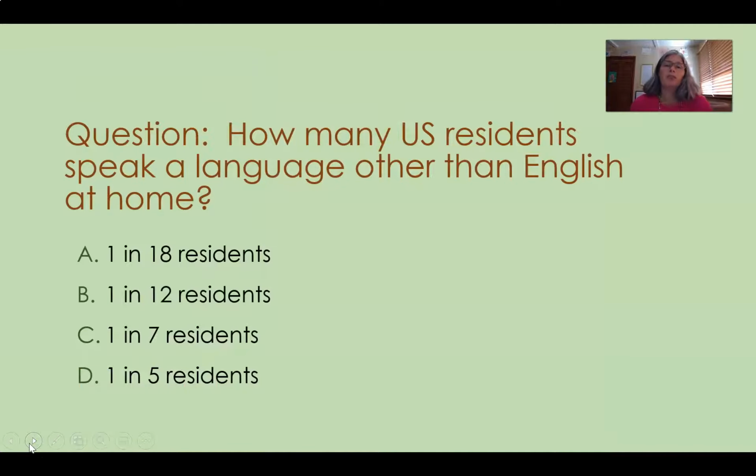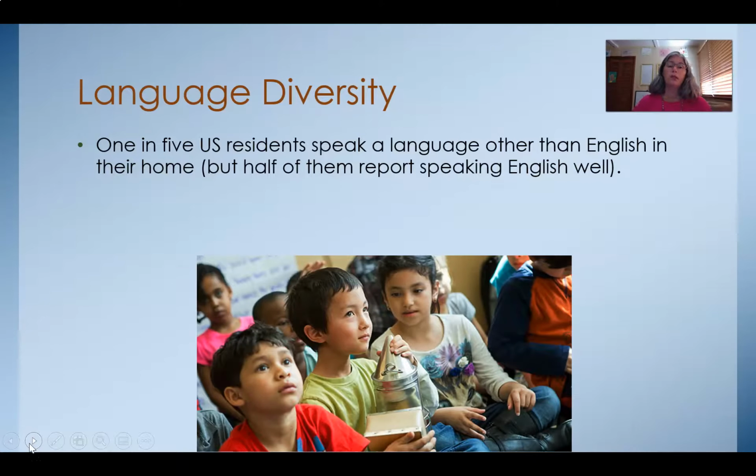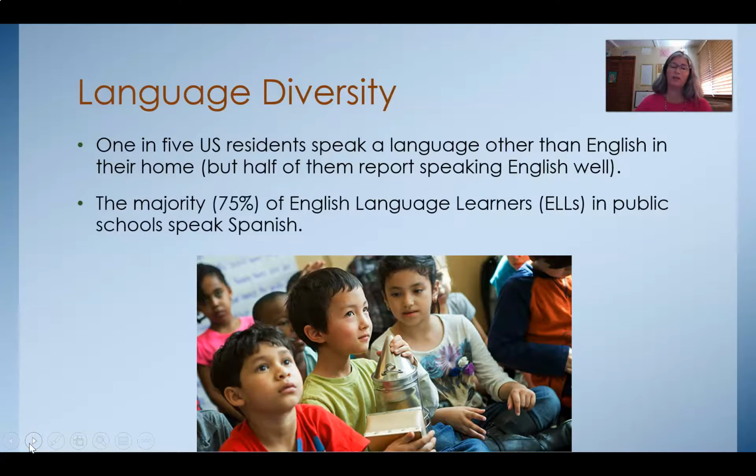So here's another question. How many residents in the United States speak a language other than English at their home? So meaning that their primary language is not English. What do you think? Well, if you guessed 1 in 5, you're correct. I don't know about you, but I was a bit surprised by that. I thought that was fairly high and eye-opening. So 1 in 5 residents speak a language other than English. But half of them do report that they speak English well as well.